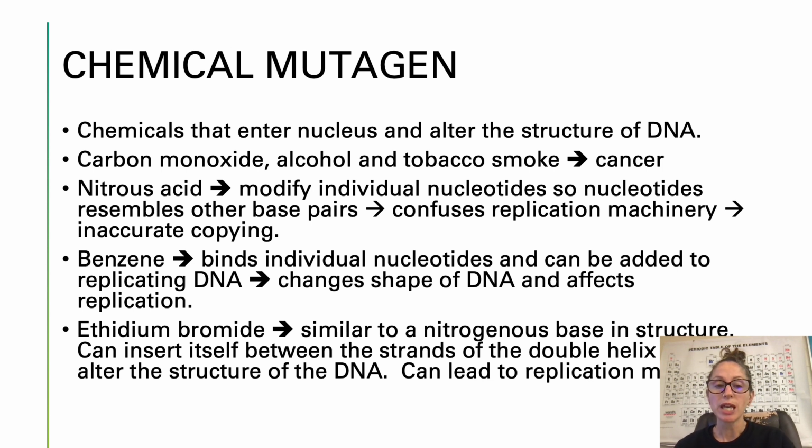This confuses replication machinery and creates inaccurate copying. Benzene binds individual nucleotides and can be added to replicating DNA. So it's not even a nucleotide, but it can actually be added into the DNA, which is going to change the shape and the effects of the DNA. Ethidium bromide is similar to a nitrogenous base in structure, and it can insert itself between the strands of the double helix and again change the shape of the DNA. It can also lead to replication mismatches.